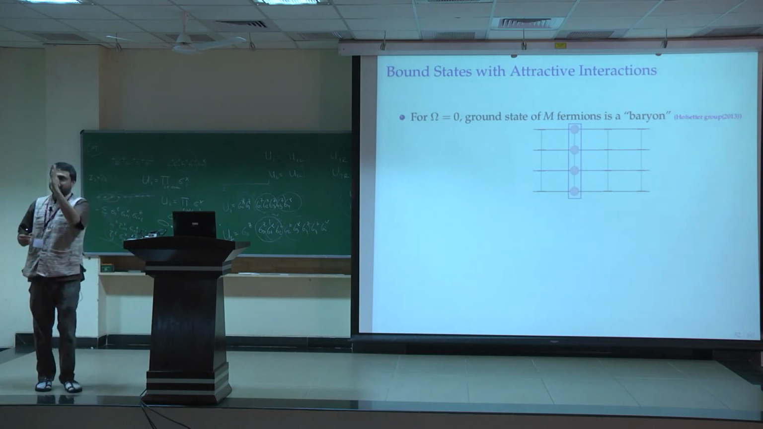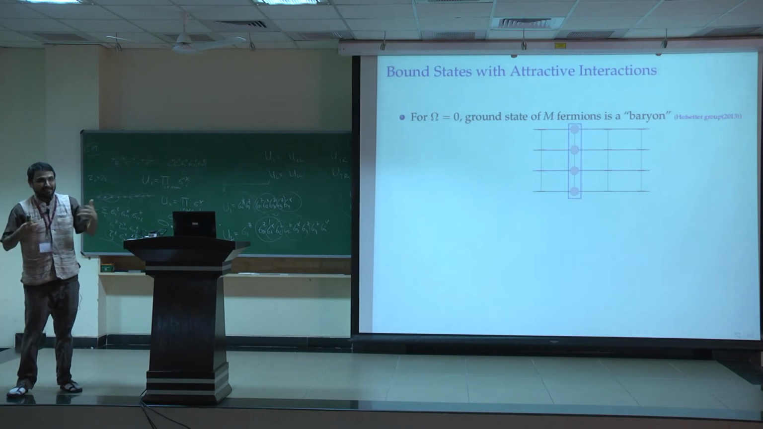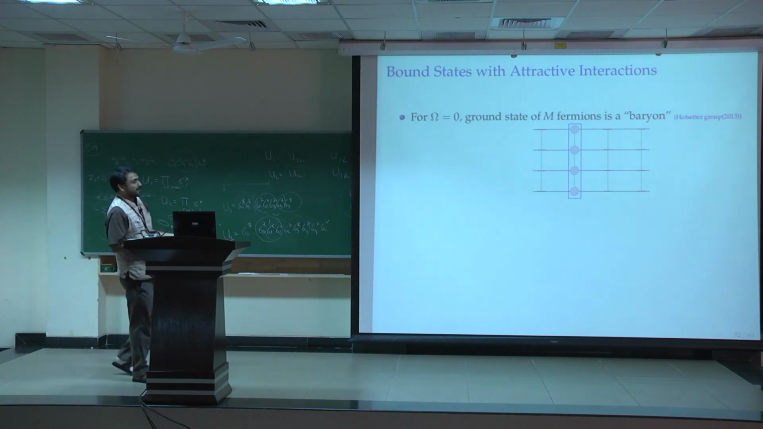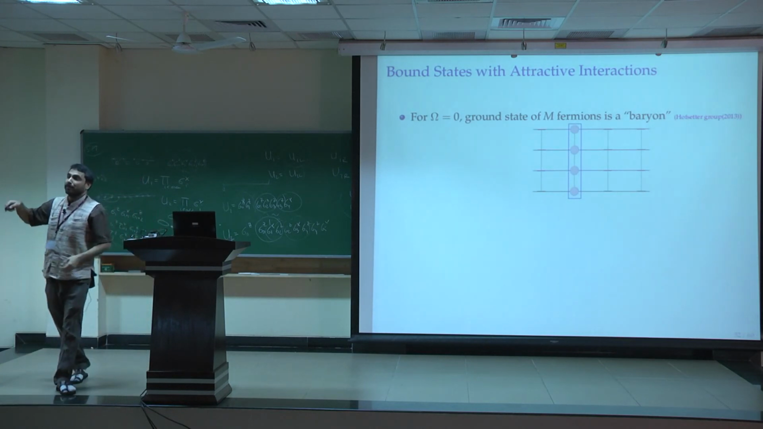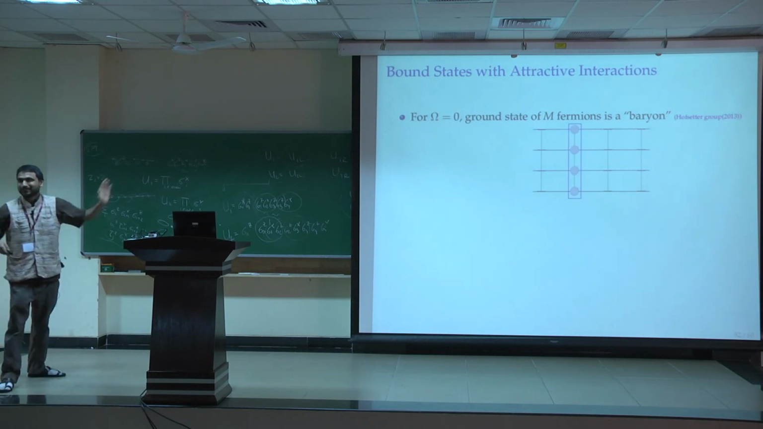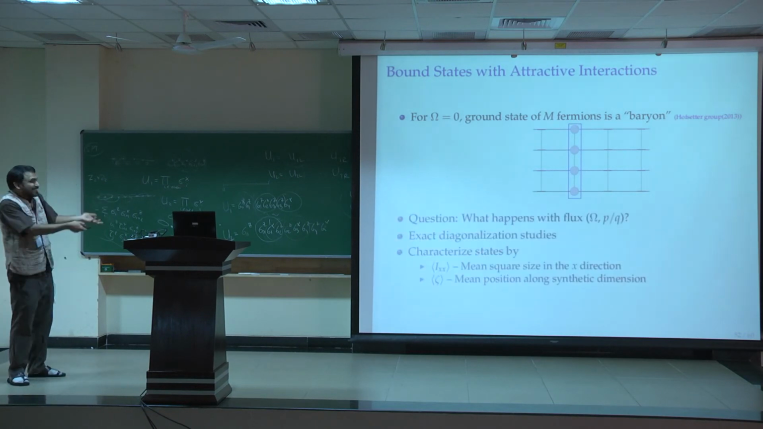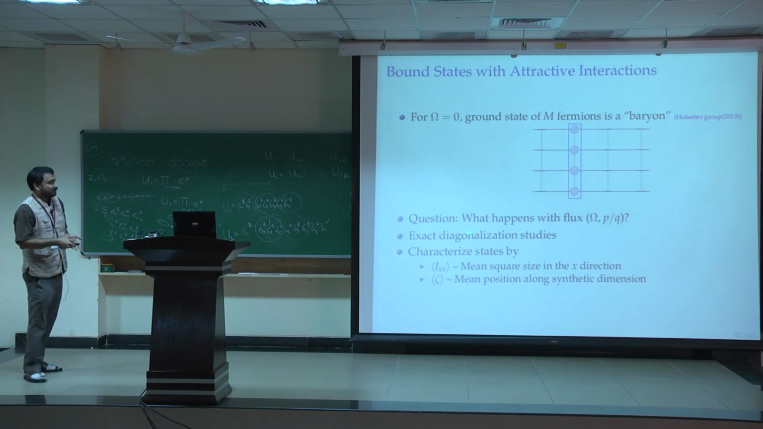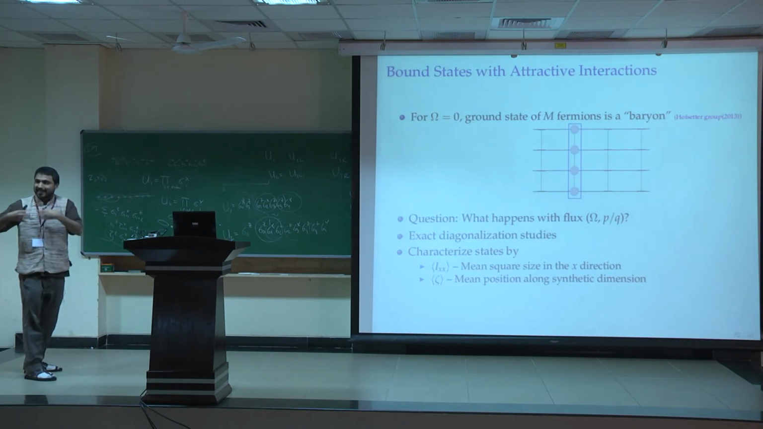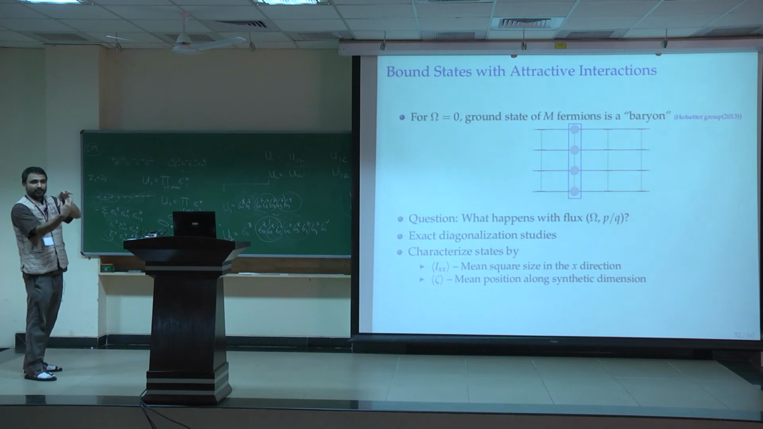And this object hops from place to place with a hopping amplitude which is t^m / u^(m-1). Right? That's what you get. Now the question we asked is, of course, what happens to this object when you have these phases and so on. What Sudeep and Umesh have done is exact diagonalization, and they characterize the states that you obtain by looking at some moment of inertia of this object, something in the spatial dimension, and this mean position in that direction.